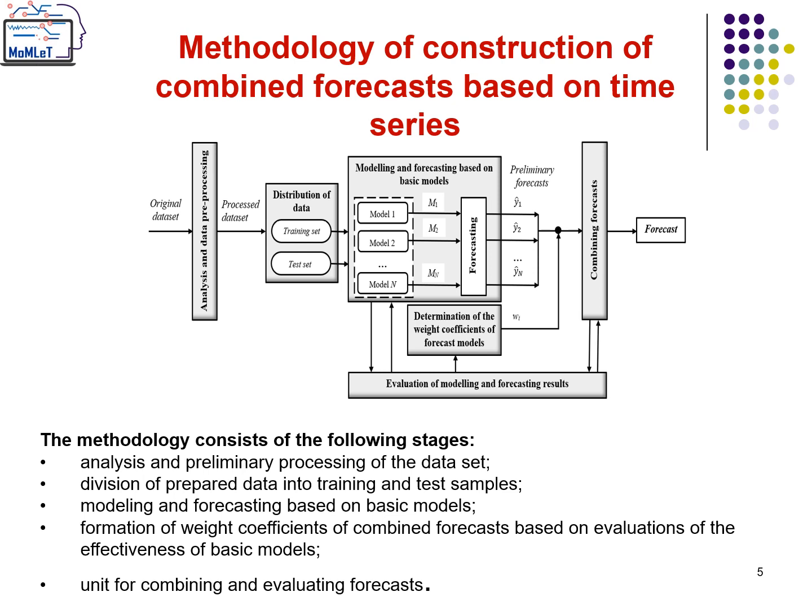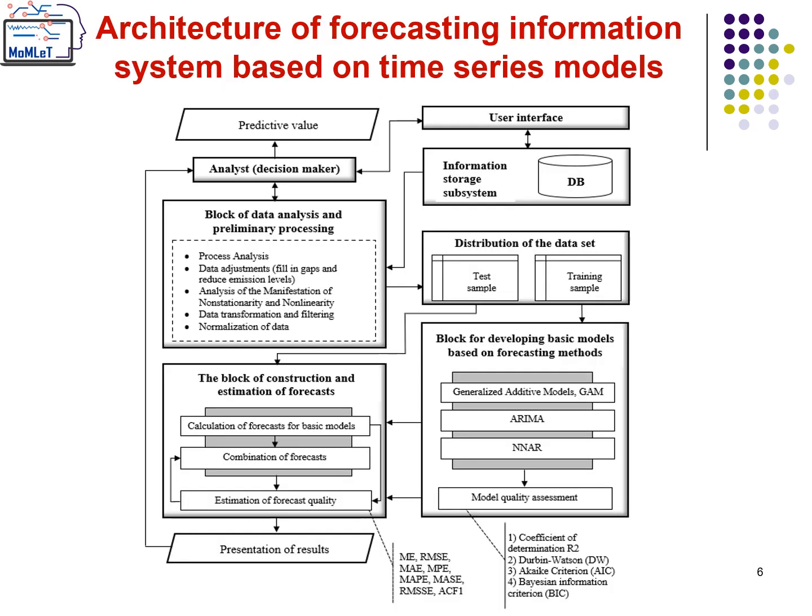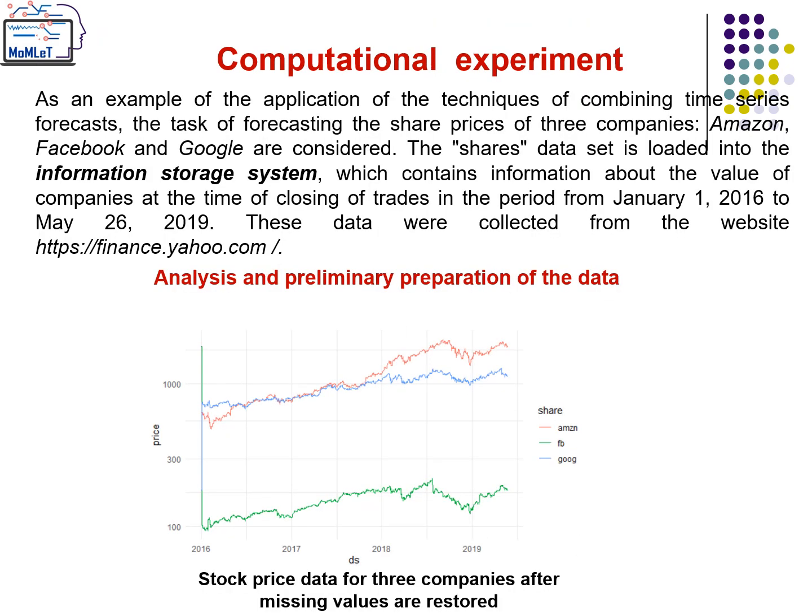The methodology consists of the following stages: analysis and preliminary processing of the dataset, division of prepared data into training and test samples, modeling and forecasting based on basic models, formation of weight coefficients of component forecasts based on evaluation of the effectiveness of basic models, and units for component and evaluation forecasts. The next slide presents the architecture of the forecasting information system based on time series models. The next slide presents the computational experiment.